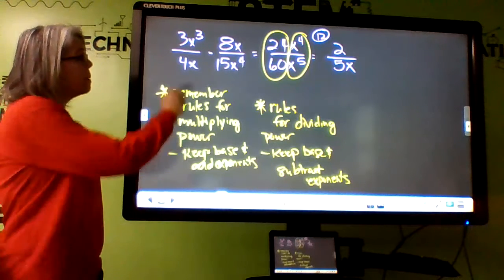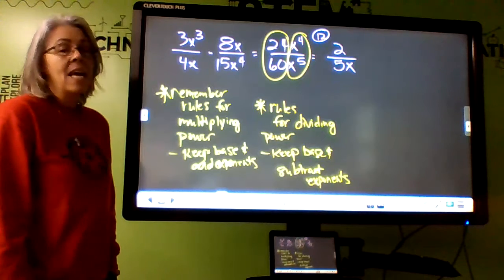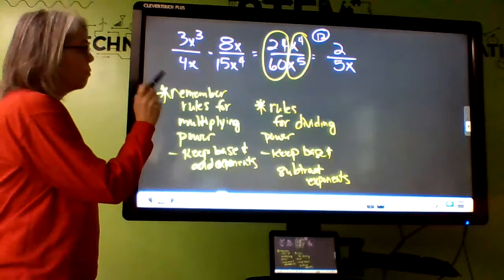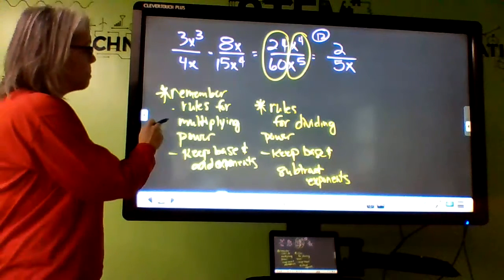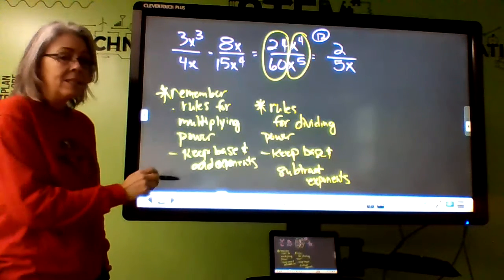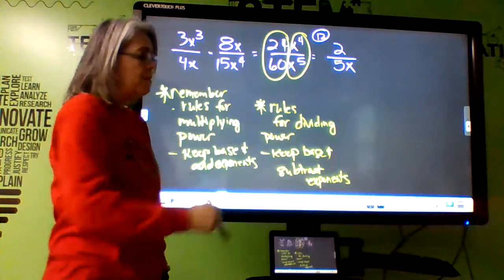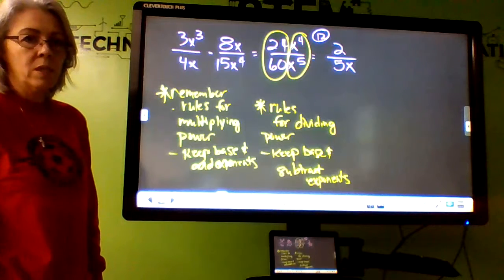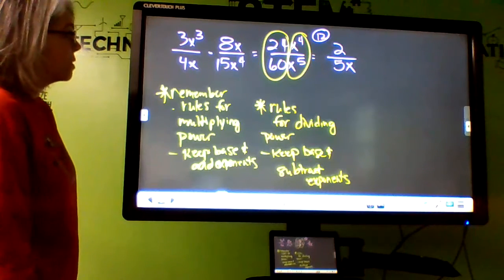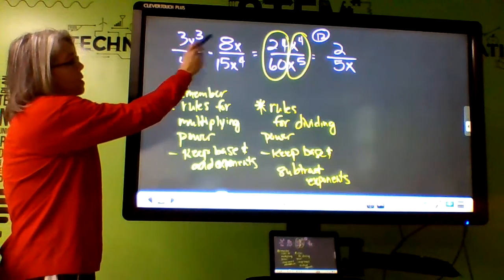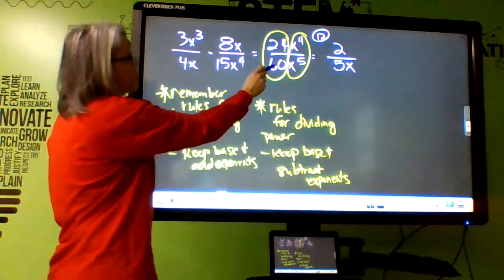3x cubed divided by 4x times 8x divided by 15x to the fourth. Now, remember the rules for multiplying powers or dividing powers. When multiplying powers, you keep the base and add the exponents. When dividing powers, you keep the base and subtract the exponents. The bases have to be the same in order for you to multiply and divide those powers together. So here, we're doing our whole numbers, which equal 24, and our whole numbers here, which equal 60.